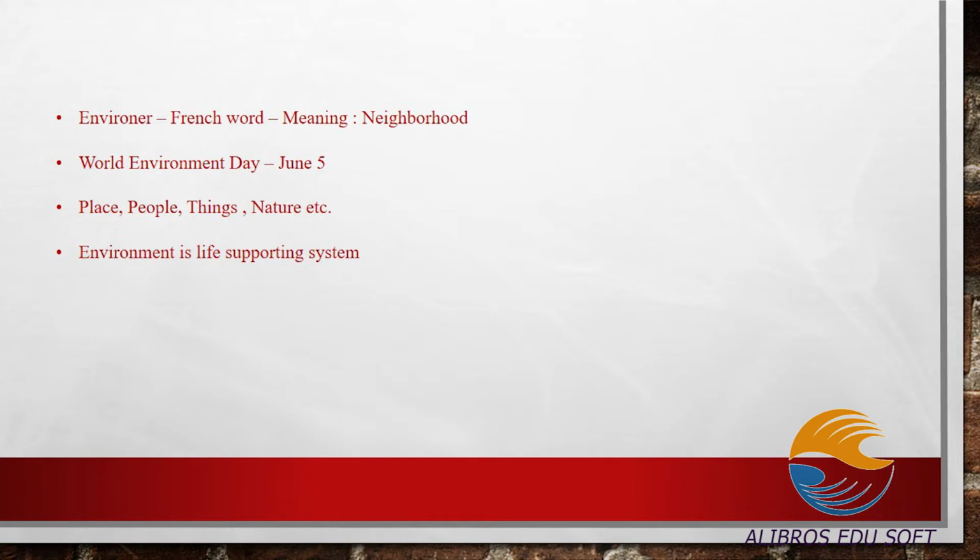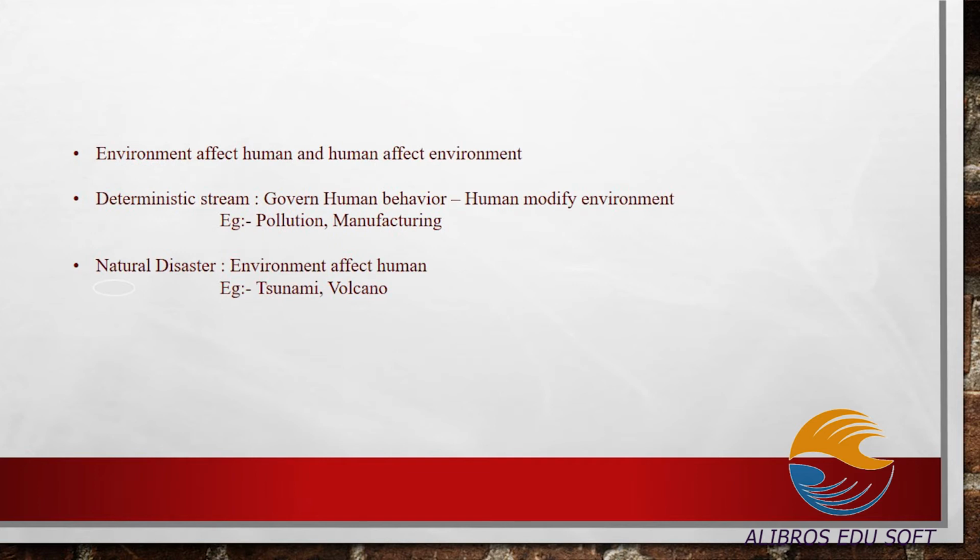Environment is the most important factor in livelihood. June 5 is celebrated as World Environment Day. Environment is the most important life supporting system. Examples of factors which comprise the environment are the place, people, things, nature, etc. Environment affects humans and also humans can affect the environment.